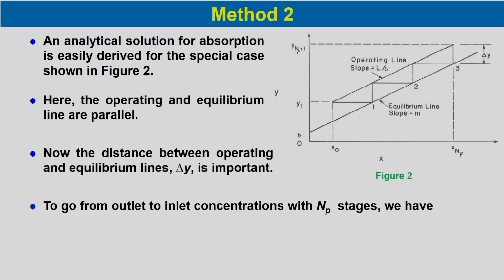To go from the outlet to the inlet concentration with N p number of stages, we can write N p into delta y would be equal to y N p plus 1 minus y 1, because these are the terminal concentrations. This is the change of concentration from y N p plus 1 to y 1, and it happens throughout N p number of stages. So, this is one equation we can write from this graph.